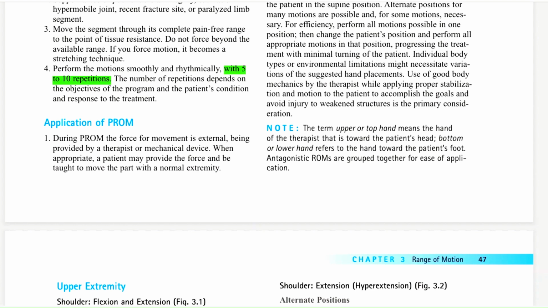And there is one more major thing as well. We are going to discuss in later lectures that the upper hand, or top hand, of the therapist is basically the hand closer to the patient's heart, and the lower hand is closer to the patient's feet.